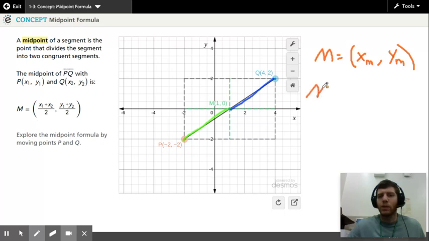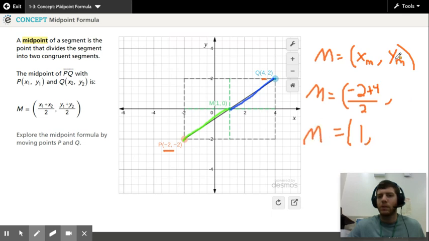So in order to find the x coordinate, you have to take the average of the x values. So here the two x values would be -2 and 4. So we're going to take the average of that. So -2 plus 4, and then we're going to divide by 2. If we stay with that x coordinate, -2 plus 4 is going to be 2. 2 divided by 2 is going to give us a 1.